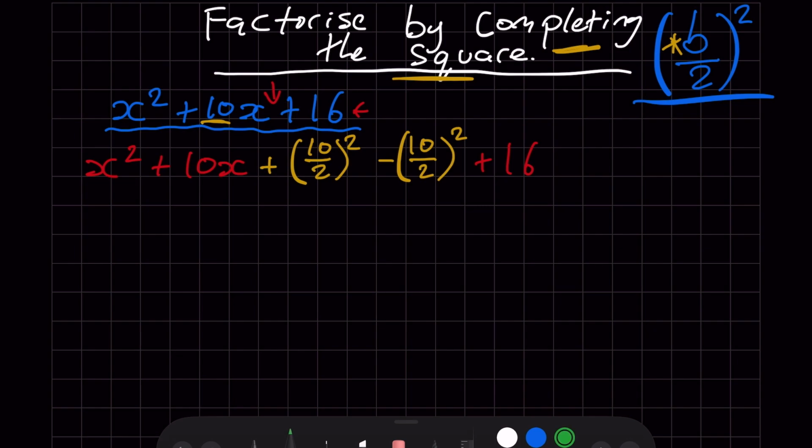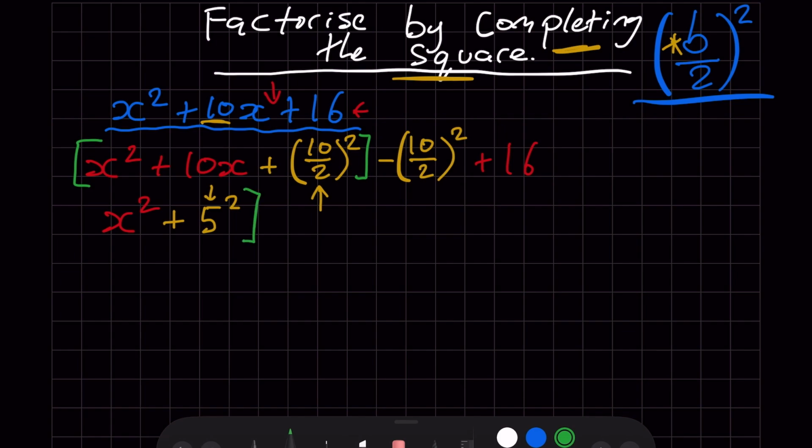Once we have that, we are going to take this first bit here and it very nicely factorizes down into x plus 5 squared. Now you might be wondering where I got the 5 from. I actually got it from this here. This 10 over 2, that equals 5. 10 divided by 2 is 5. So that is what goes there.